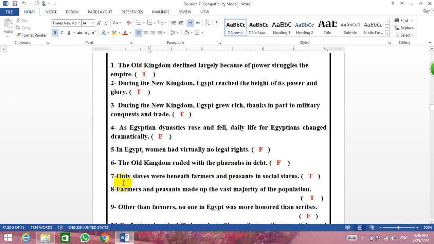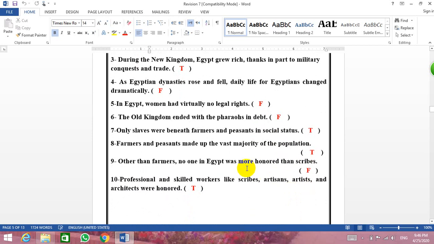Number 7. Only slaves were beneath farmers and peasants in social status. Yes, true. Number 8. Farmers and peasants made up the vast majority of the population. Yes, that one is true. They made up the majority of the population.